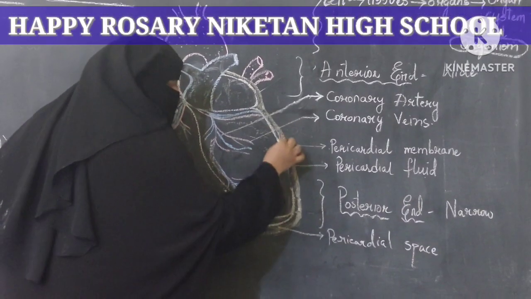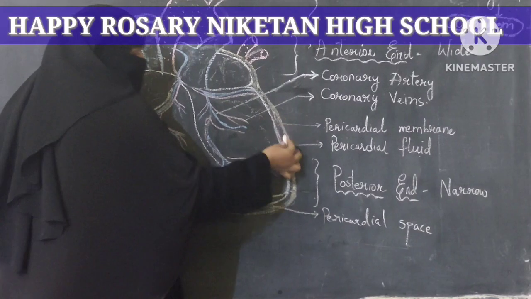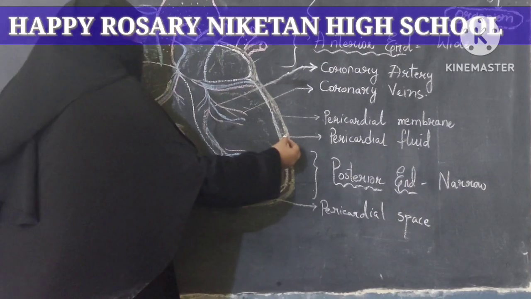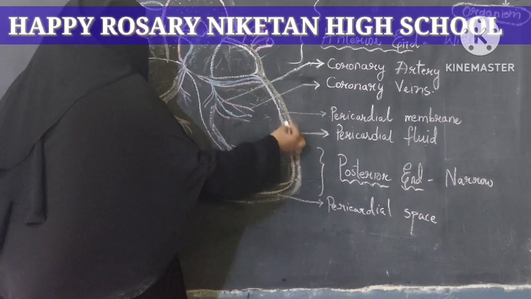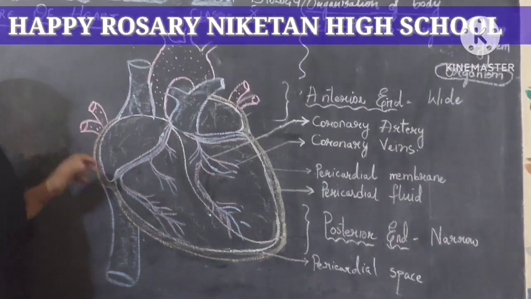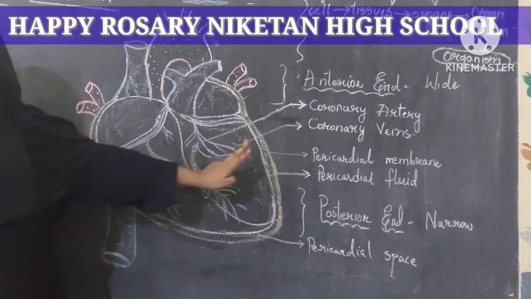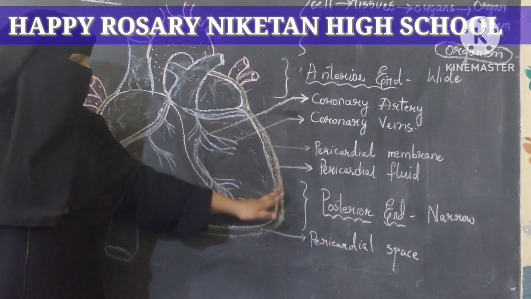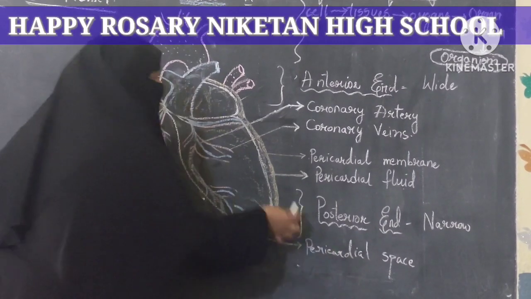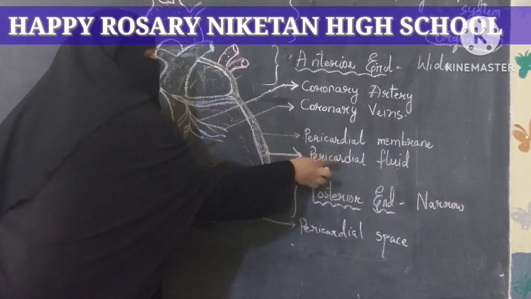The two layers of pericardial membrane have this space called the pericardial space. So this pericardial space is filled with the fluid called pericardial fluid. Hope you are understanding. The pericardial membrane is two layered, and in between it there is a space called the pericardial space. The pericardial space is filled with pericardial fluid.